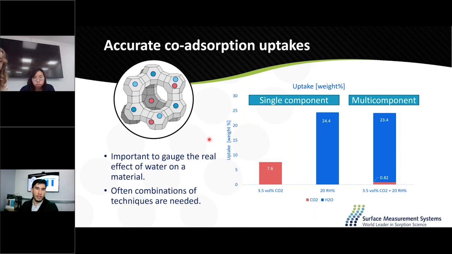And just as an overview of what actually happens when water and CO2 are competing for the same adsorption sites in 13X, we have CO2 single component uptake at around 7.6% by weight, and 24.4% by weight when just water is adsorbed. This is for single component data. When we have both together, we have about 10 times lower CO2, but still 3 times more than what was initially estimated by using just gravimetry. So often a combination of techniques is needed to really assess multi-component uptakes.